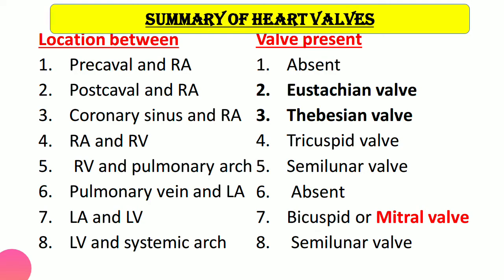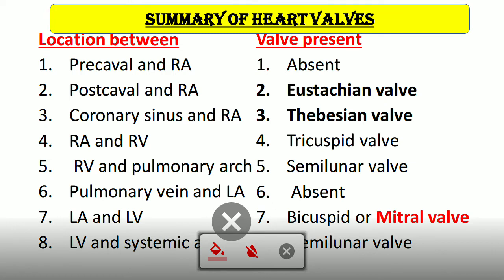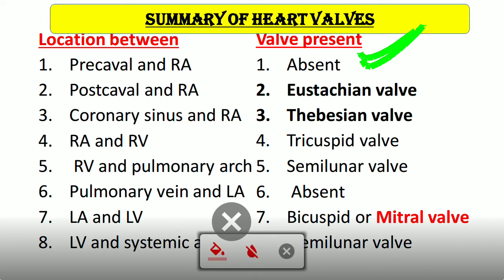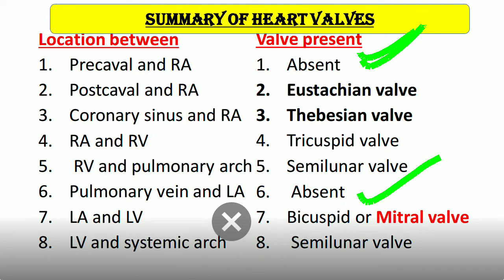So let's talk about the valves of these chambers also. Now we have seen the aortic arch and the pulmonary arch. The pulmonary arch takes blood from the right ventricle to the lungs, and the systemic arch to the body. Now coming to the location of the valves, this has to be learned. Precaval means superior vena cava. Between the superior vena cava and the right auricle, the valve is absent. You have to learn in which places the valves are not present. In the precaval and the right atrium, and in the pulmonary vein and the left auricle, the valves are absent.